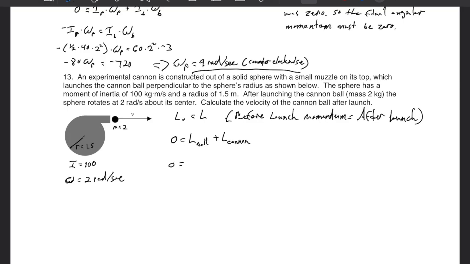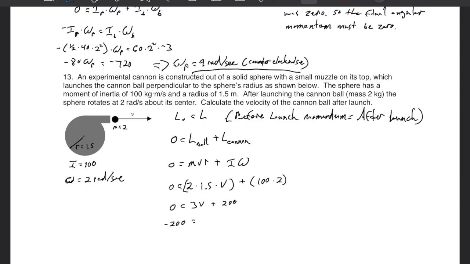The ball's not rotating, so we're not going to use I omega. We're going to use MVR. And then the cannon would rotate because it's a big ball, so we'll use I omega for it. So the MVR of the cannonball, 2 times 1.5 times V, plus the I omega of the cannon, which would be 100 times 2. When we add those up, we should get 0. So 3V plus 200 is equal to 0.